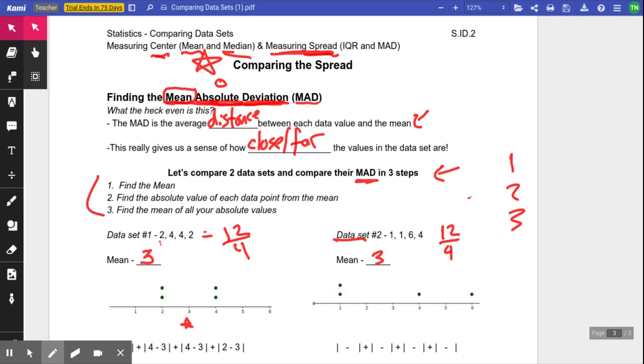That's not because it happens every time. It just happened in this problem. I have the same mean for both of these data sets. I don't have the same mean absolute deviation. I have the same mean. We have just completed step number 1. I'm going to put a check mark next to that here.